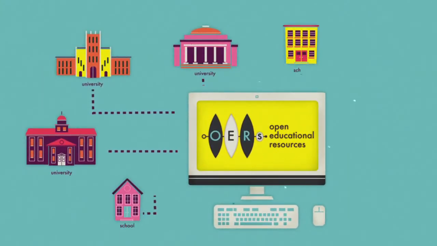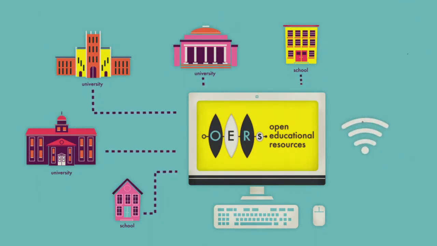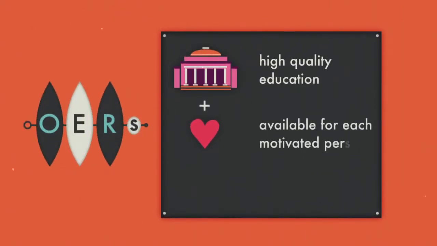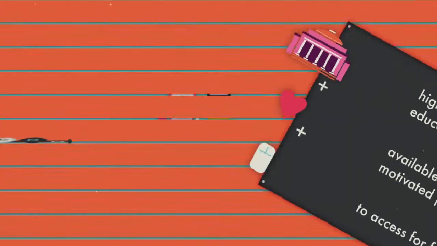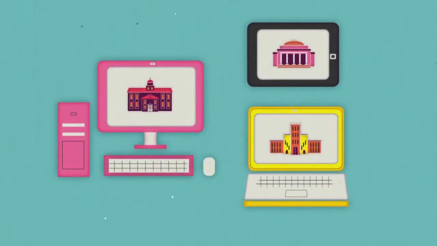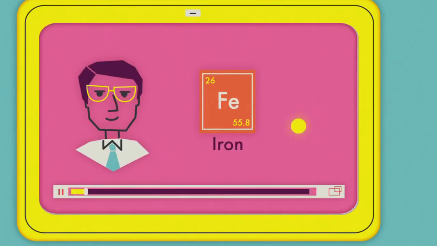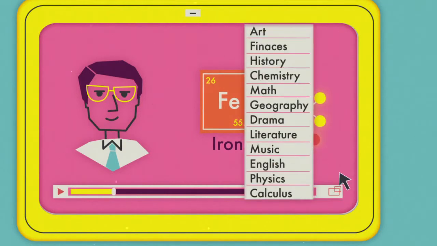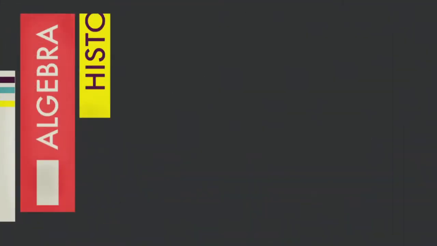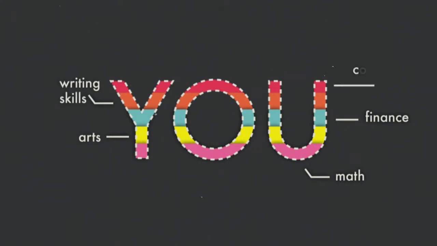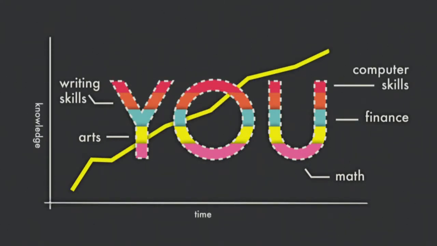OERs are revolutionary technologies of knowledge delivery that use the internet to share and spread educational content, making high-quality education available for each motivated person to access for free. Opening access to top university courses is just one of the many things OERs can do. They can also serve as the best high school tutor, guiding you through thousands of topics with interactive exercises. They make up what may be the biggest textbook library in the world and provide the best tailored way to improve and broaden your professional skills at your own pace.